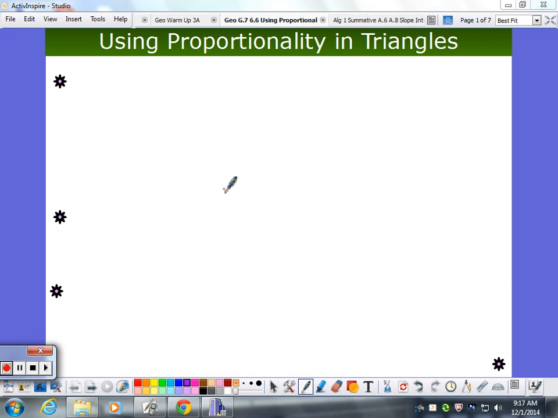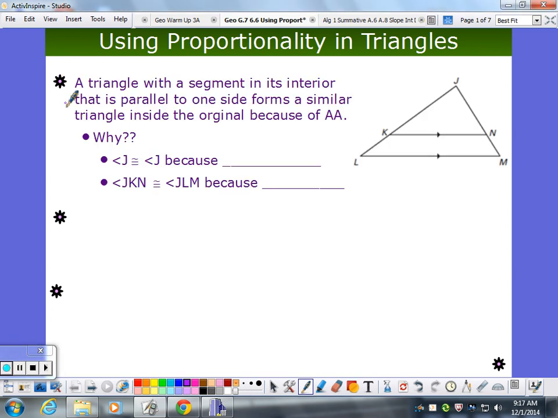So what we are doing with this little finish-up unit is some theorems based on proportionality in triangles. So let's see what we got here. So I'm looking at this picture. A triangle has a segment in its interior, and it's parallel to one side. So it's parallel to one side, forms a similar triangle inside the original.